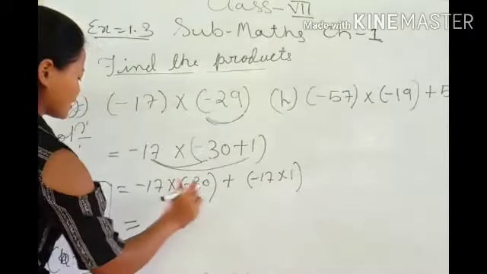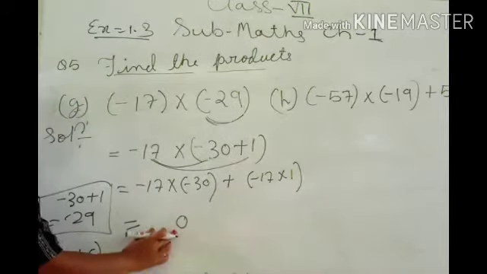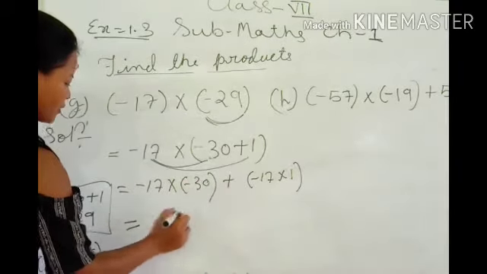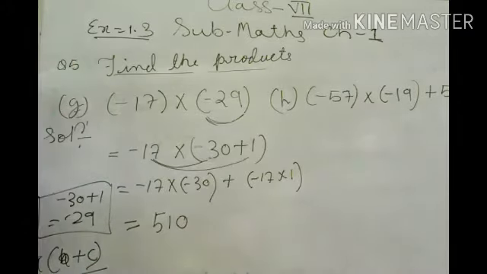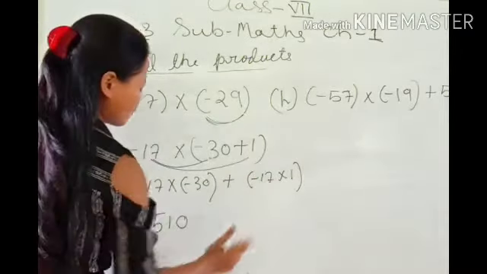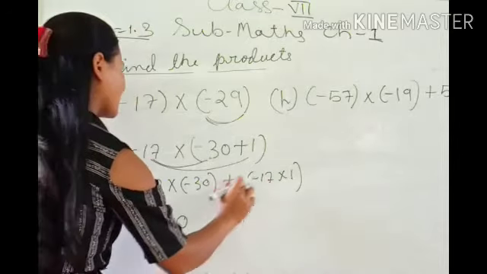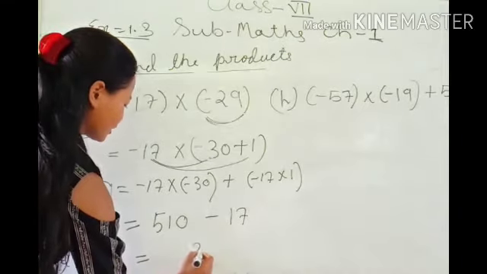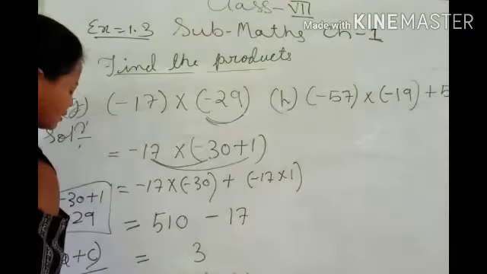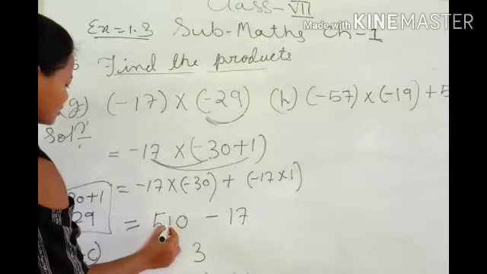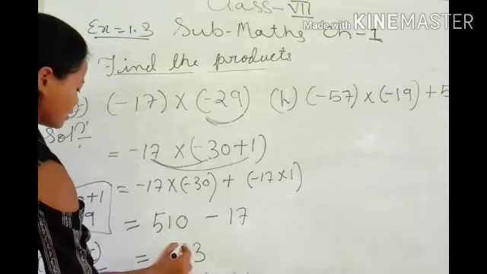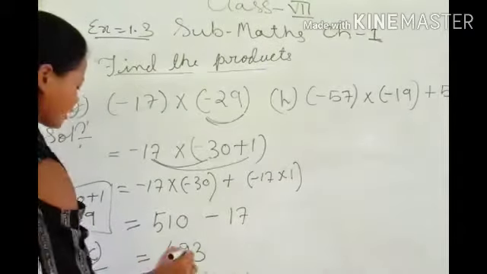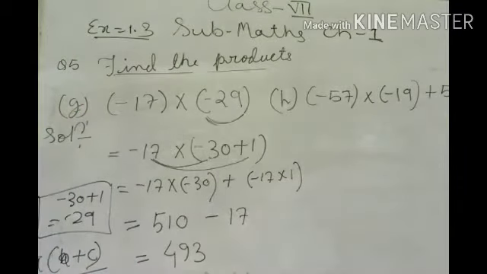Now you multiply 17. 1 0 is there, so you can write 0 directly here. 17 into 3, how much? You will get 51. That means 510. Now 17 into 1 is how much? 17. Now plus and minus is what? Minus. So you have to do minus. So if you do 510 minus 17, how much will you get? You will get 3 here. Then this will become 10, then 9, 493. This is your answer.